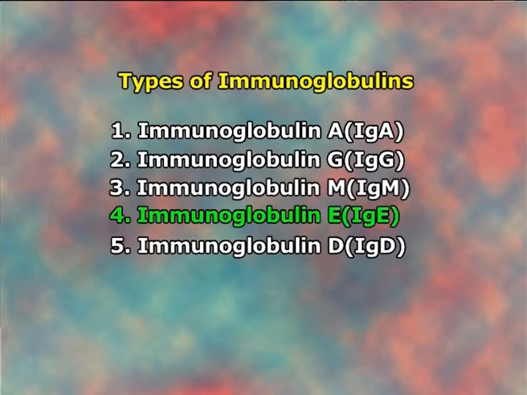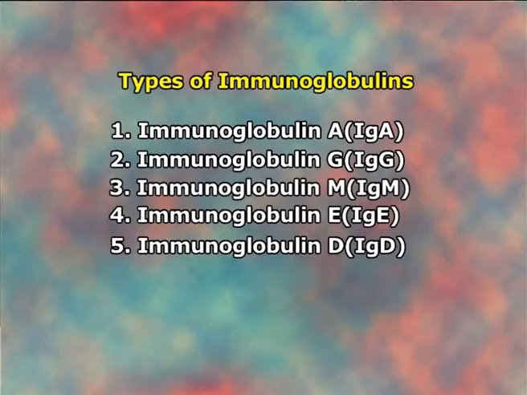Fourth, immunoglobulin E. Immunoglobulin E antibodies are found in the lungs, skin and mucous membranes. They cause the body to react against foreign substances such as pollen, fungus spores and animal dander. They are involved in allergic reactions to milk, some medicines and some poisons. Fifth, immunoglobulin D.